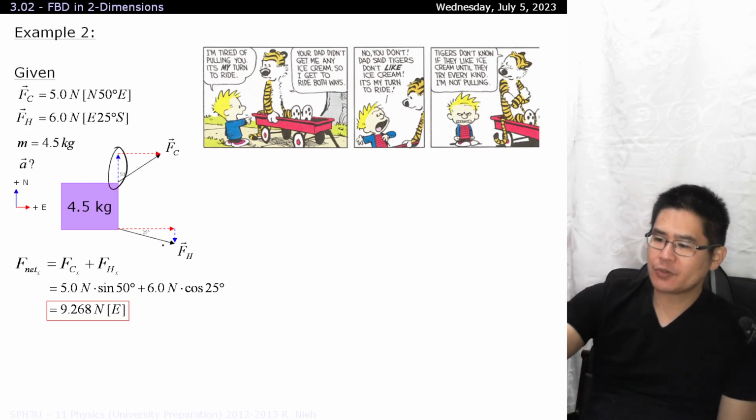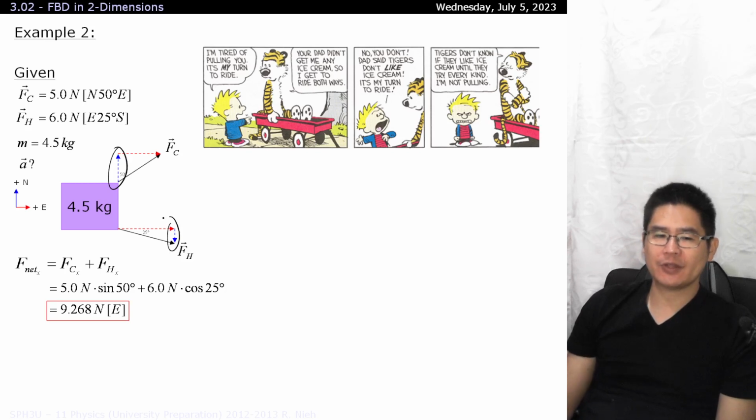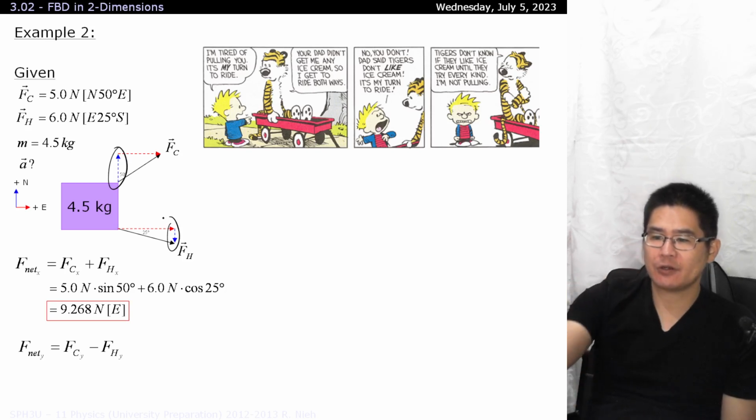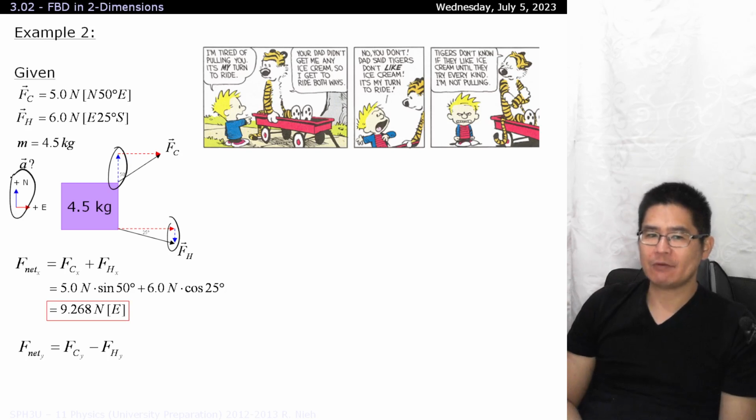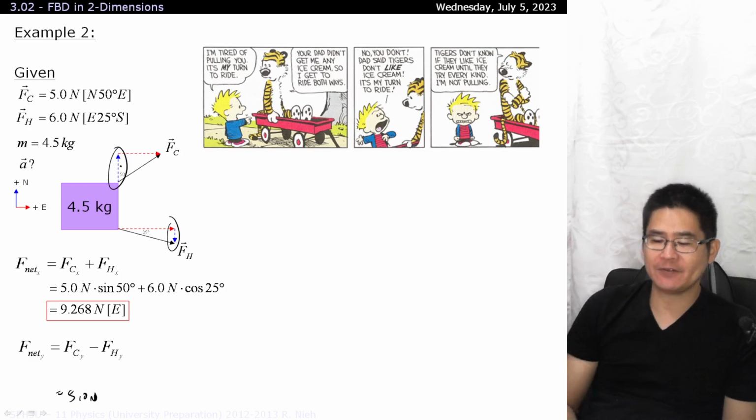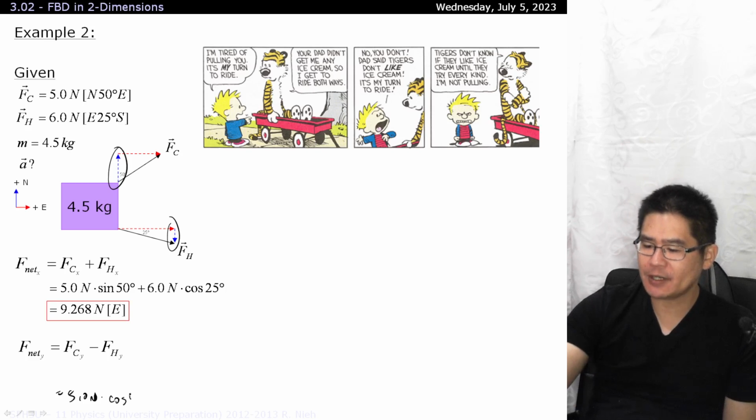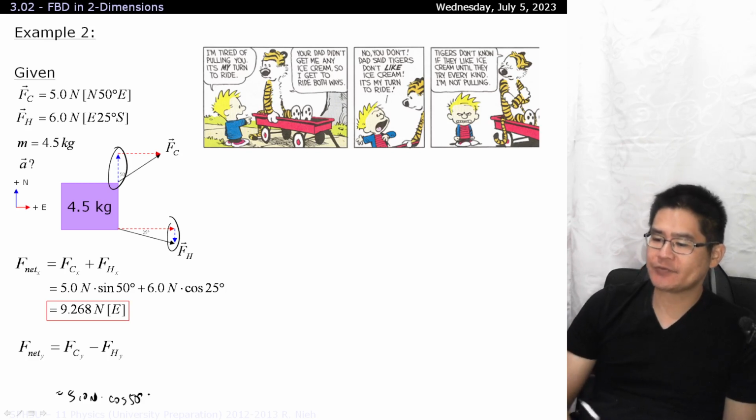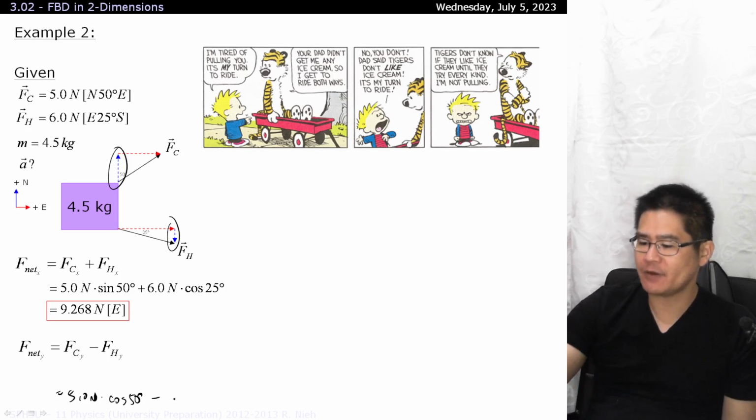Since Calvin is pulling towards the north and Hobbes is pulling towards the south, we know that F net y is equal to force of Calvin in y, subtract the force of Hobbes in the y dimension, as they are opposing each other. Remember, that's why we want a coordinate system. That reminds us when we're going to use a positive and when we're going to use a negative. As for Calvin himself, we'll do this raw right here. FC is equal to 5.0 newtons. And this vertical component is beside 50 degrees. That's where we're going to multiply by the cosine of 50 degrees. And as for Hobbes, he's moving the opposite way. That's why it's a minus sign. South is negative from our frame of reference.